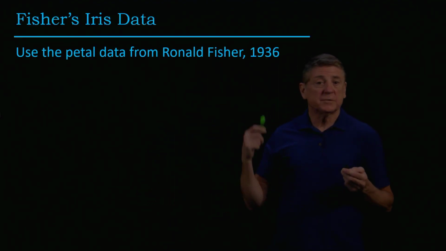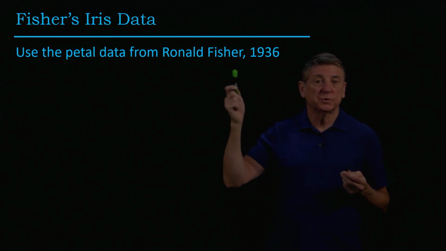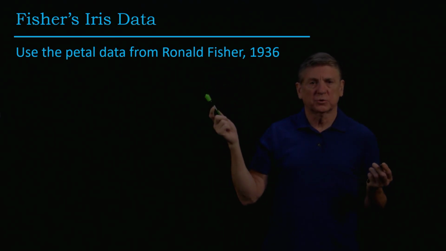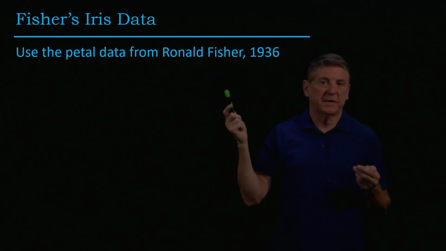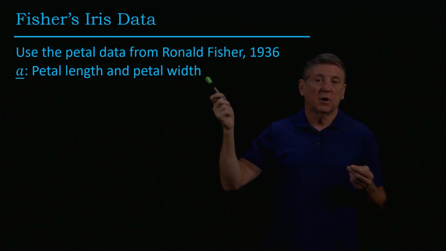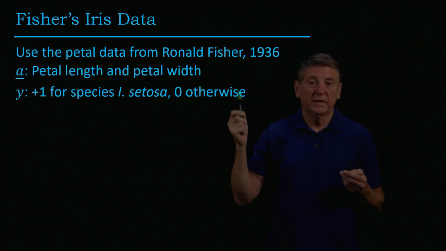Welcome. In this session, let's explore how we can use an artificial neuron on Fisher's iris data. So let's recall Fisher's iris data uses petal data. He also collected sepal data. We'll just look at the petal data. And our observations are the petal length and width.